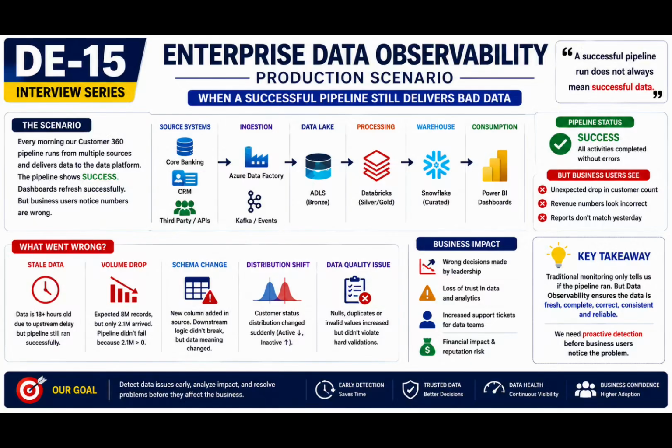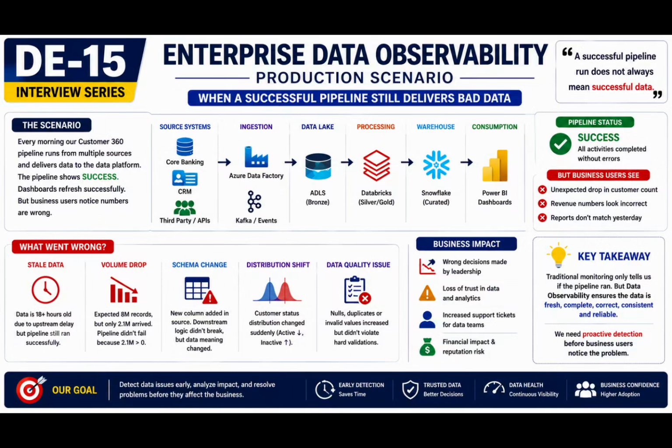Now imagine the pipeline runs successfully. ADF says success. The Databricks job also completes successfully. Snowflake receives the data. Power BI refreshes successfully. So, from a traditional monitoring perspective, everything looks fine. But the business team notices something strange. Yesterday, the customer 360 dashboard showed approximately 8 million customers. Today, it shows only 2.1 million.